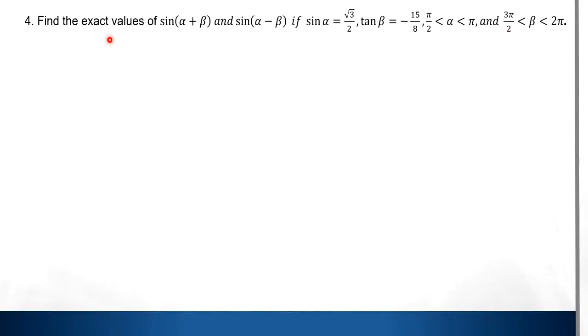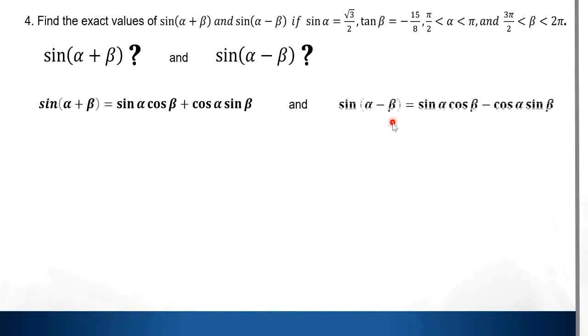Number 4, find the exact values of sum and difference identities for sine. If sine alpha is equal to square root of 3 over 2, tangent beta is equal to negative 15 over 8, while your alpha is greater than pi over 2 but less than pi, and your beta is greater than 3 pi over 2 but less than 2 pi. So, in this problem, we are asked to find the sum identity for sine and difference identity for sine. And these are the formulas to find the sum and difference identities for sine.